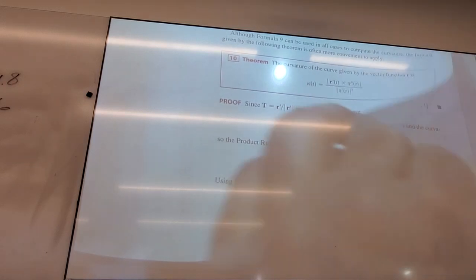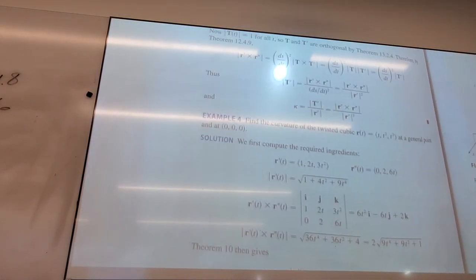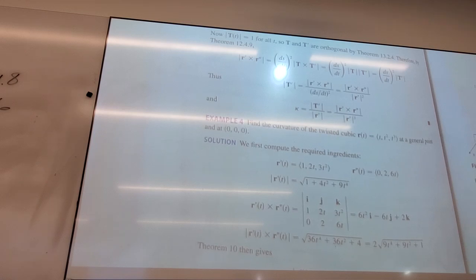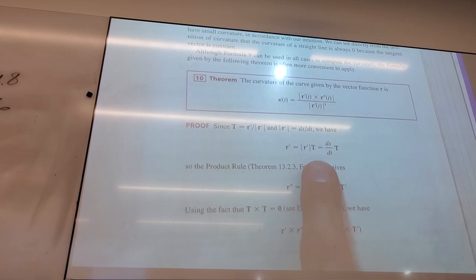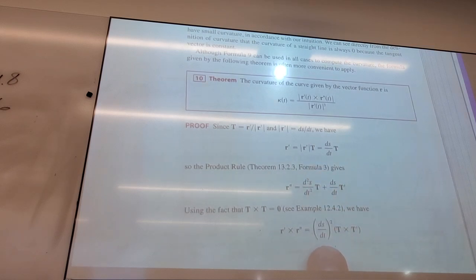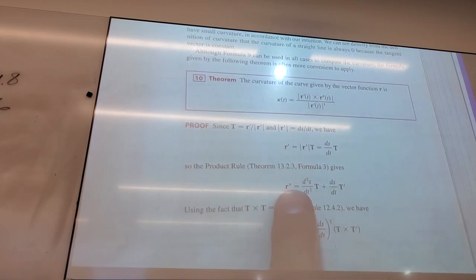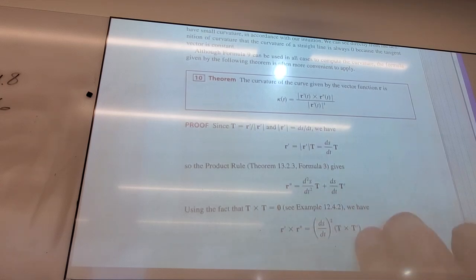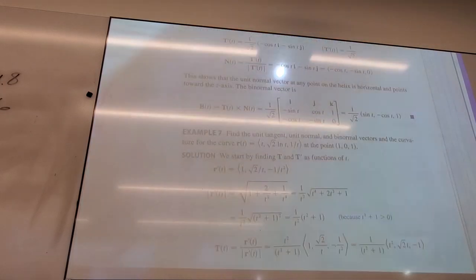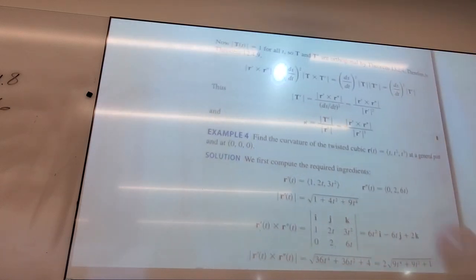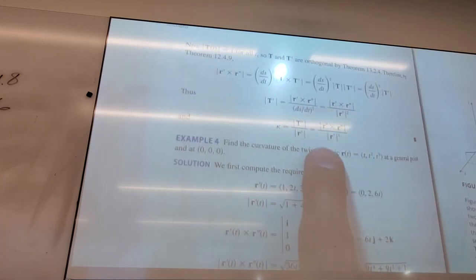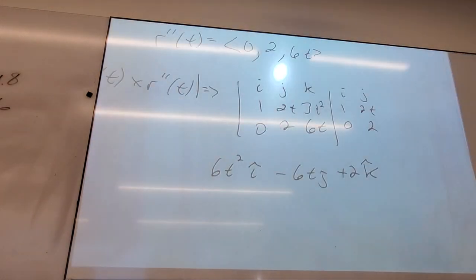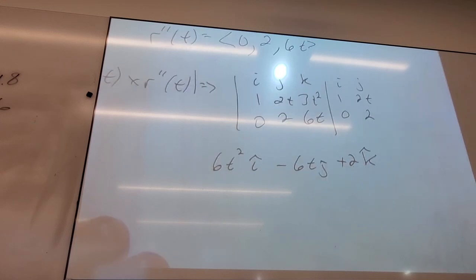There's no part of it that's immediately generally applicable. So if you want to, you can follow this along. They develop R prime, they develop R double prime, and then they cross it. So it's kind of a brute force deal. Then eventually they get the form of it in a better format. They get what T prime is, and then they plug it into the curvature. It's not the most exciting proof, I would say. It's just a brute force deal.